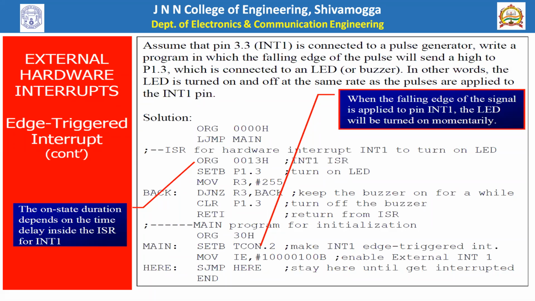In the main program, you are configuring TCON.2 as an edge triggered interrupt. Then you are enabling the external interrupt and you will be waiting there. After enabling, you should wait. When there is an interrupt, it will jump to the subroutine at 0013. The subroutine at 0013 is nothing but the INT1 pin programming.